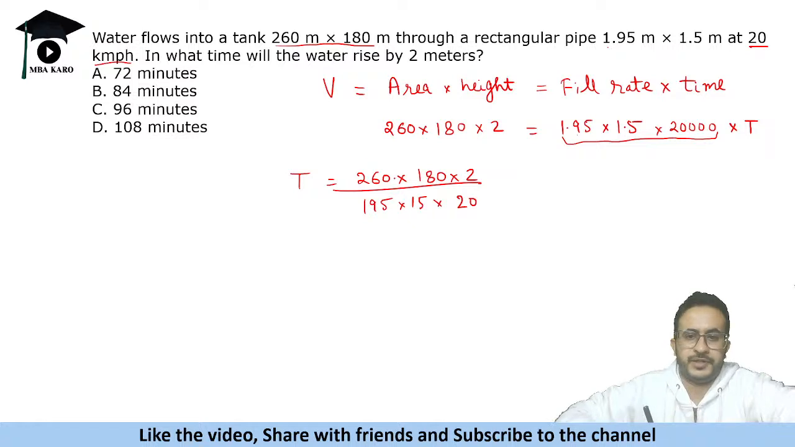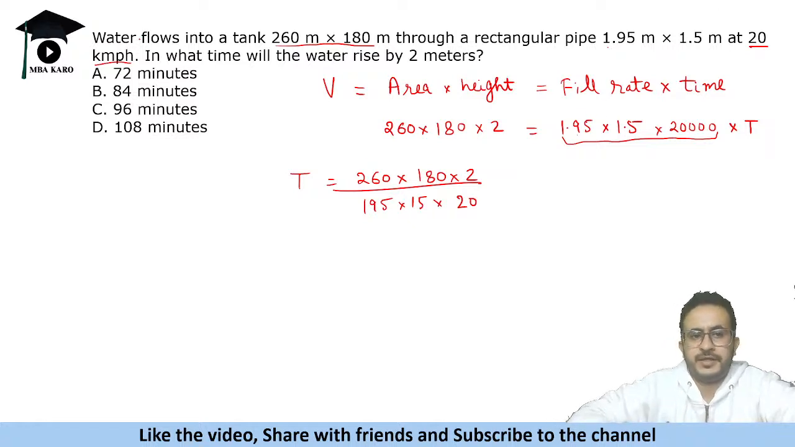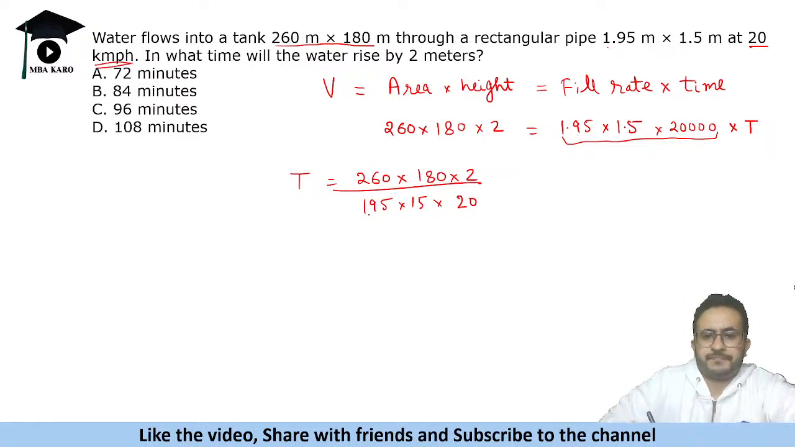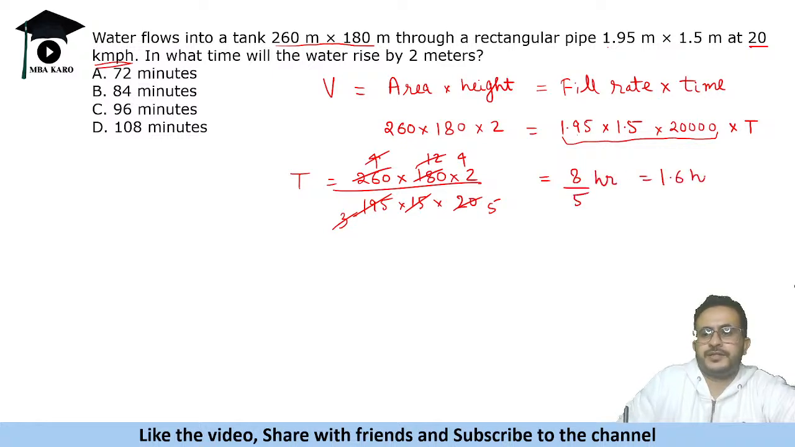You have to convert to minutes. Why are we taking hours? Because यहाँ पे हमें kilometer per hour speed दी है. So this will be 4 by 3. Okay, 15 into 12, and then we have 20. So this is 5 times. This is coming as 8 by 5 hours, और 1.6 hours. मिनट्स में कन्वर्ट करना है, 60 इंटू 8/5 कर लो, you will get 96 minutes.